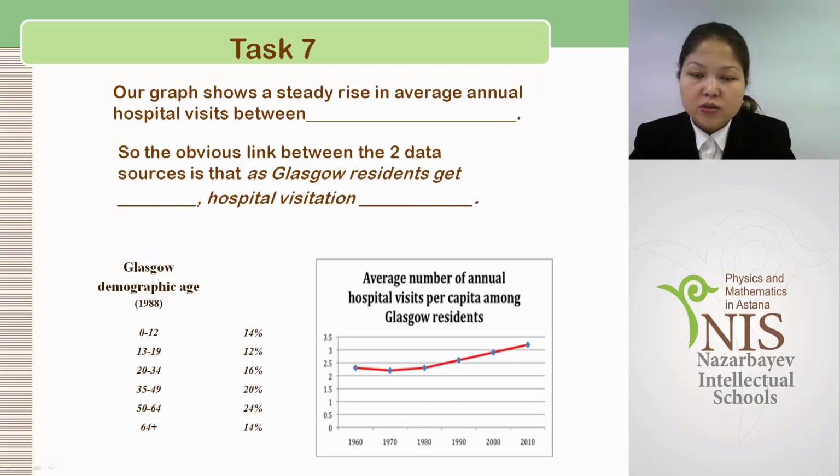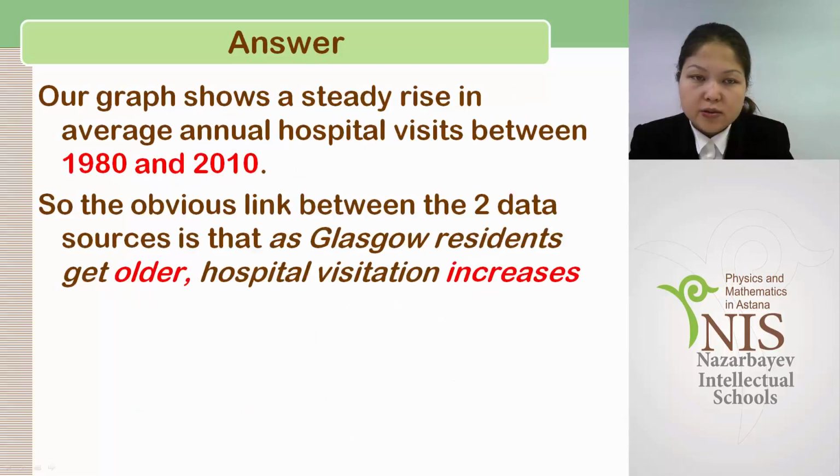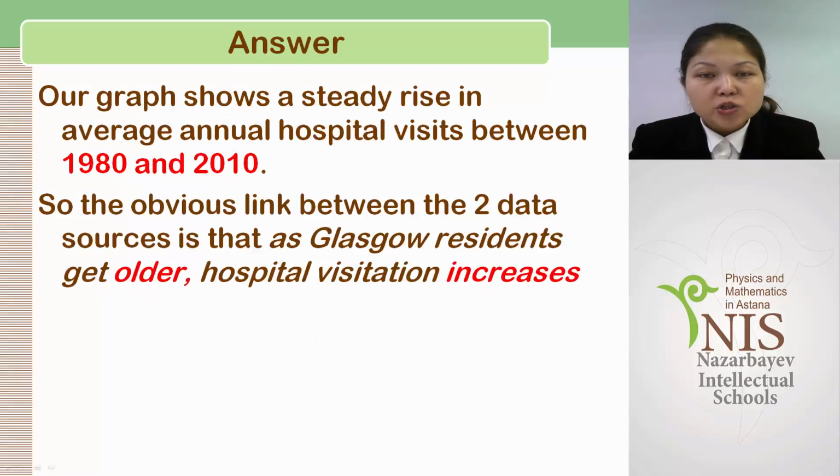So in this period, how many visits did Glasgow residents get? You can see. Let's look at what is correct. So our graph shows a steady rise in average annual hospital visits between the 1980s and 2010. So the obvious link between the two data sources is that as Glasgow residents get older, hospital visitation increases.